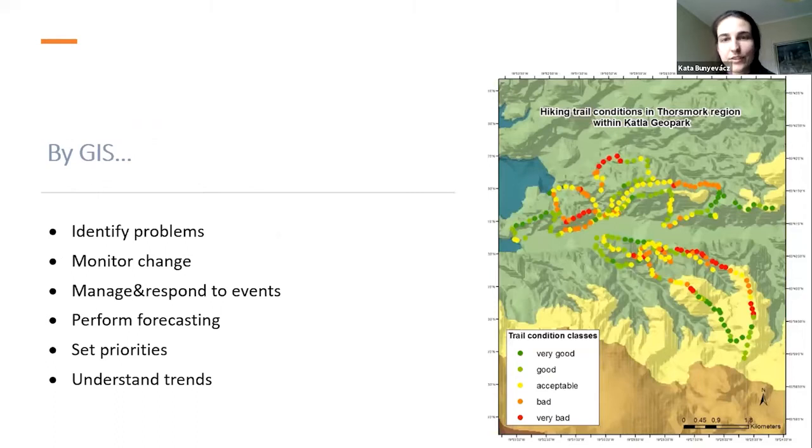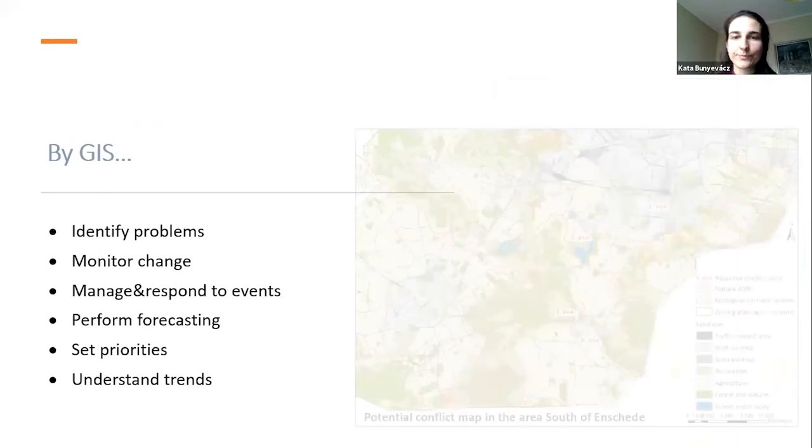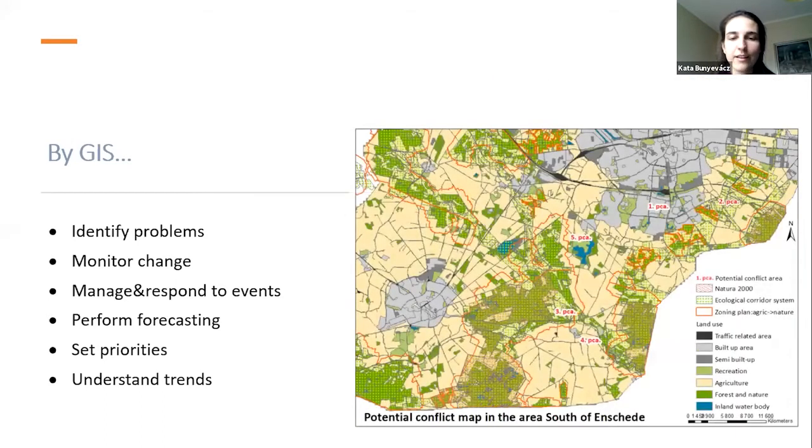By GIS, we can do a lot of things. For example, we can identify problems. I inserted as illustration this map about a national park where the hiking trail conditions are seen, so we can identify the problematic trails. Also, you can create such a conflict map, a land use map identifying different conflict areas.